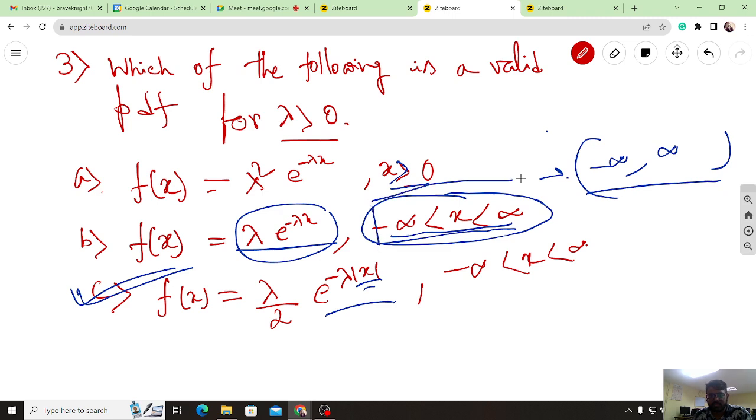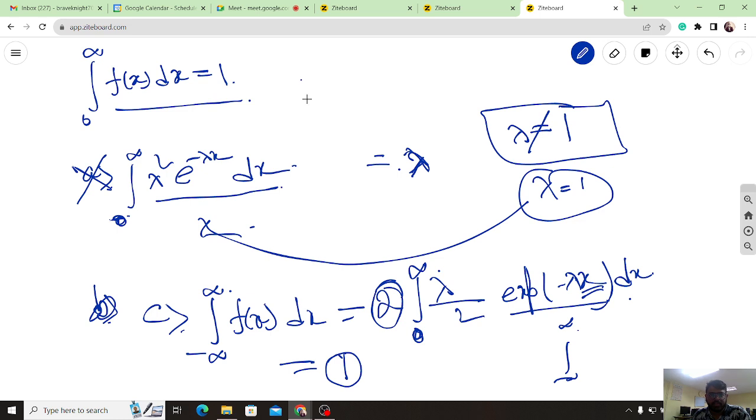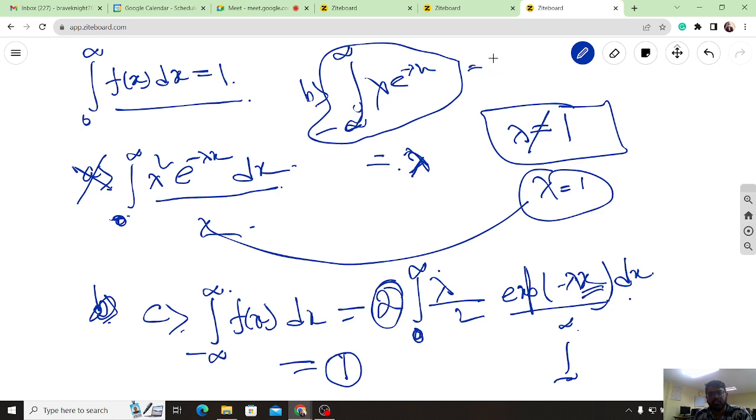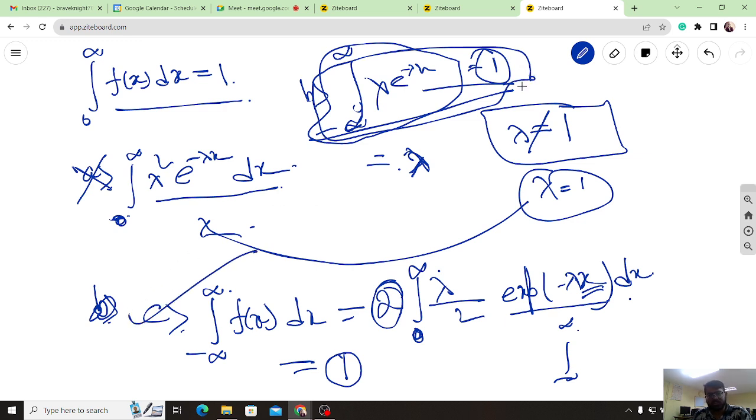This function, lambda e to the power minus lambda x, from minus infinity to infinity, is not integrable within this range. So basically it will not come to 1 also. So option C is the right answer.